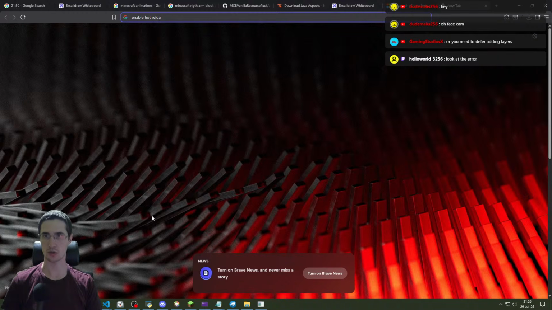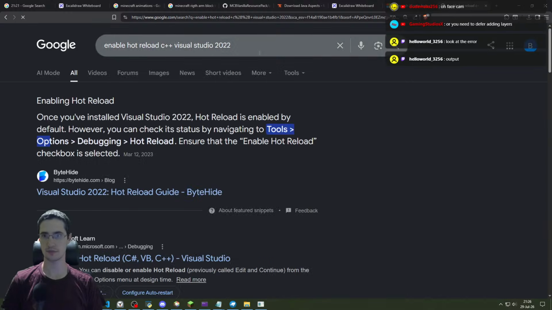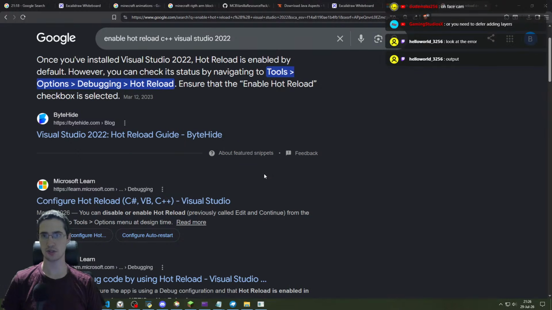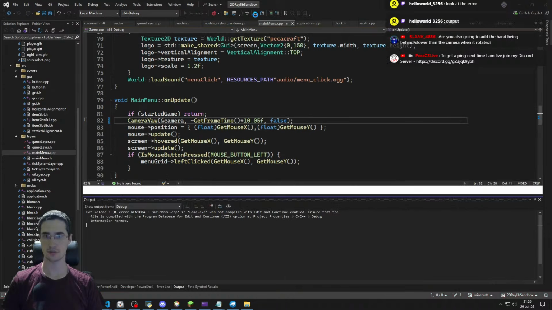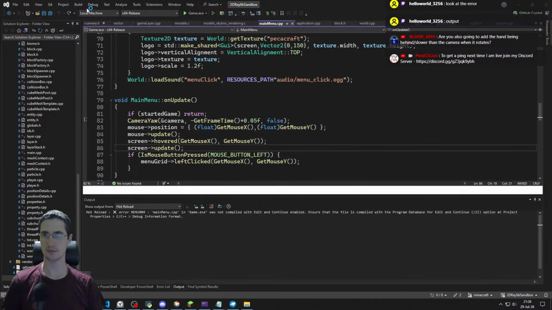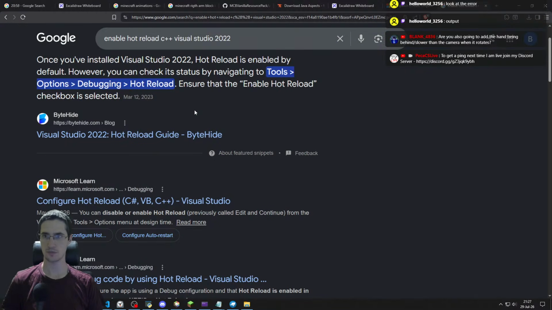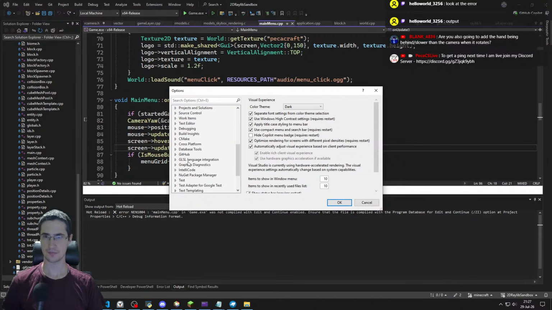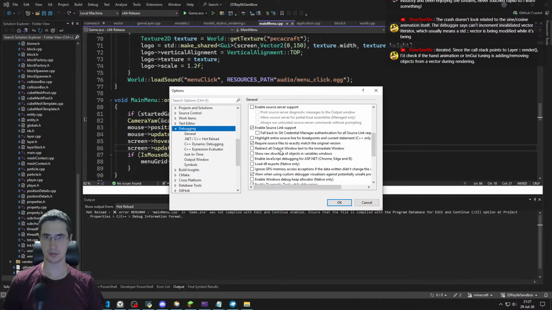Hot reload C++. Enable hot reload C++ Visual Studio 2022. Tools, options, debugging, hot reload. Let's go back in release. And let's go tools, options, debugging, hot reload. And do we have hot reload?